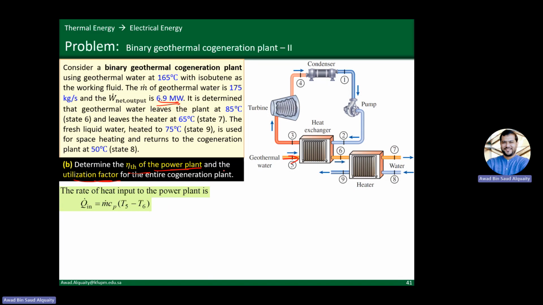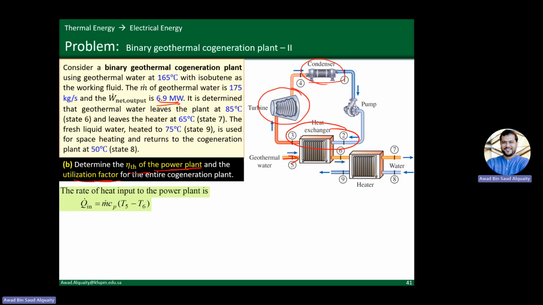When we discussed the binary cycle, we said another way to look at it is to simply find the net work output from the turbine minus the work input for the fan for the condenser, divided by the heat that is transferred to this binary fluid, right?